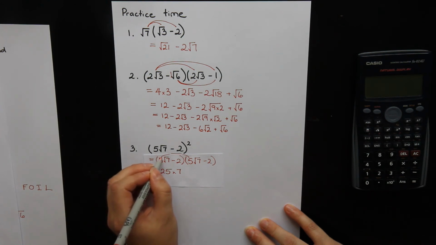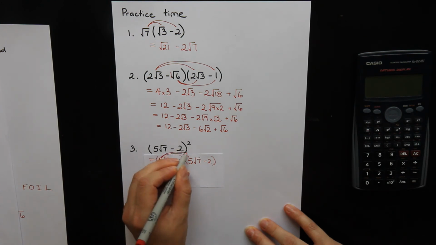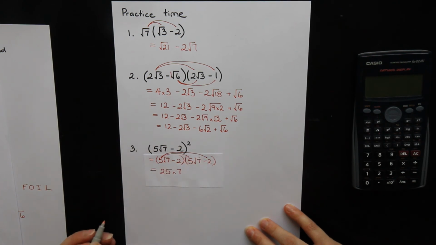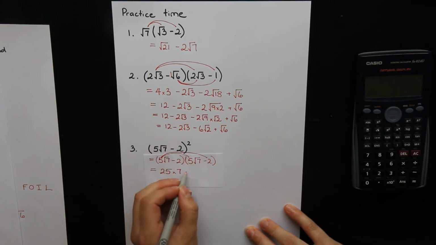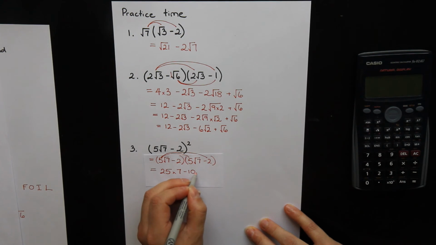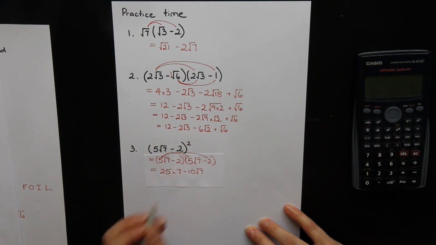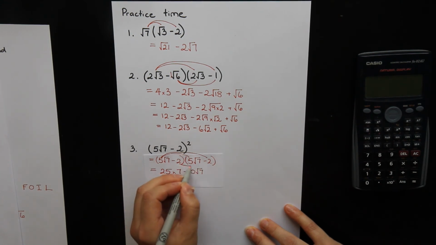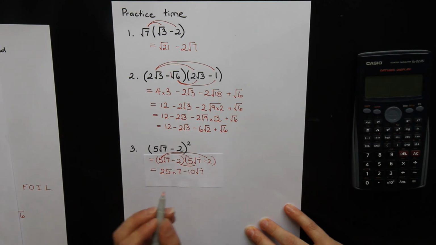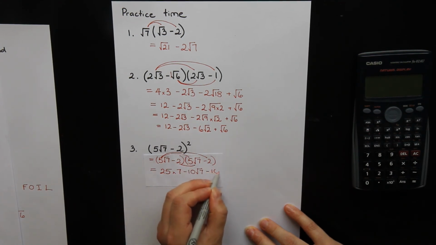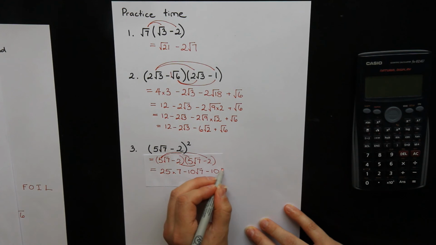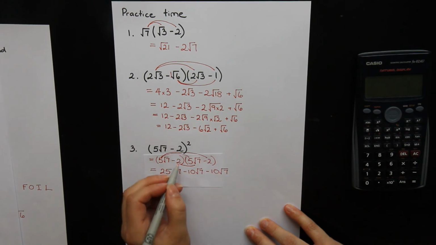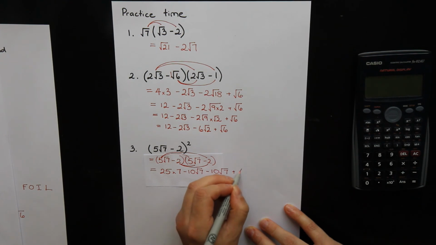Then we want 5 root 7 times by minus 2. 5 times 2 is minus 10. Then the root 7. Now we want inside. Minus 2 times 5 makes minus 10, and then root 7. And minus 2 times minus 2 makes a plus 4.